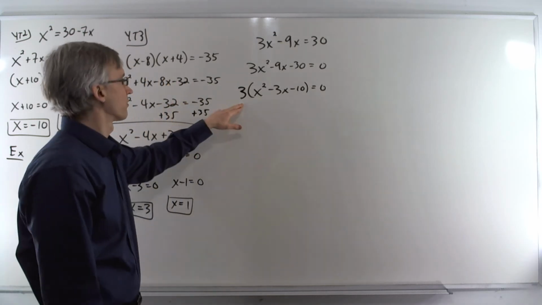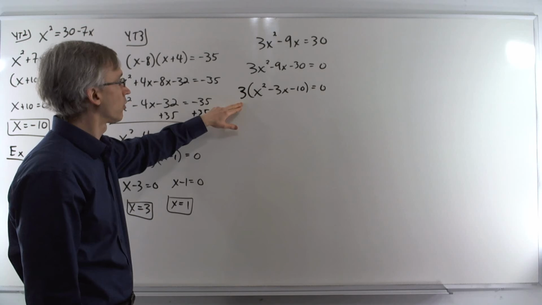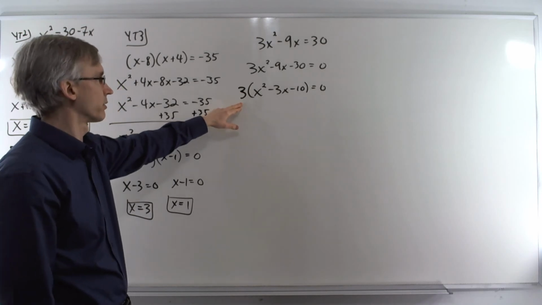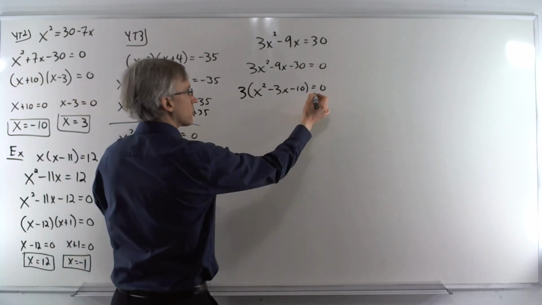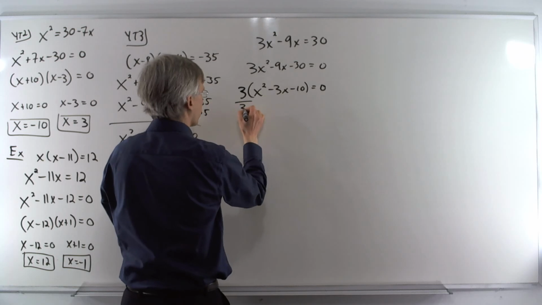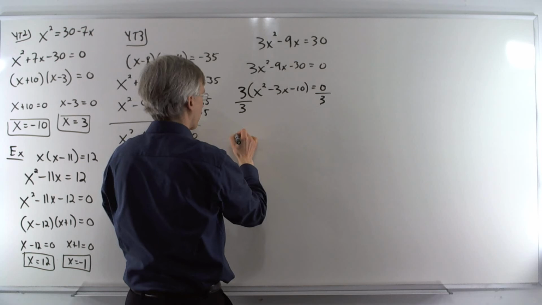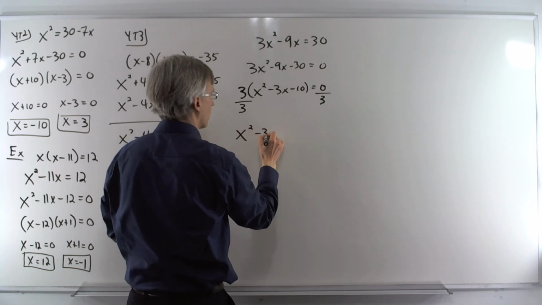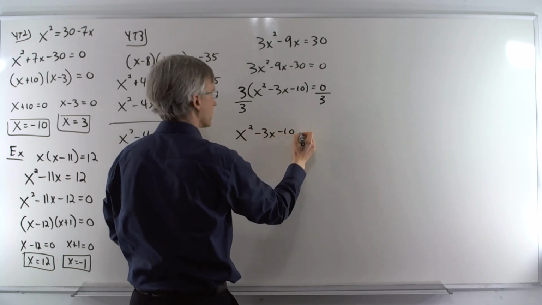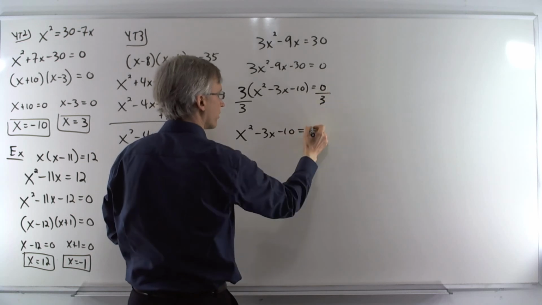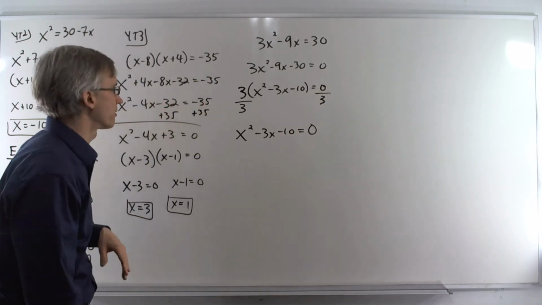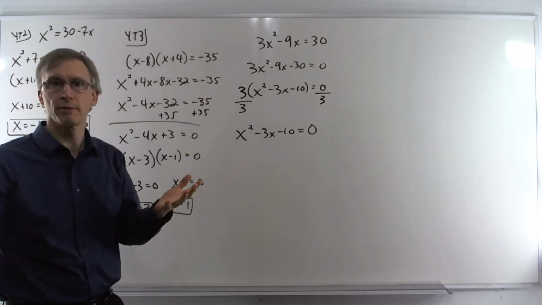And the nice thing about when we can factor out a whole number like this, or any kind of real number, is look what happens when we divide it out. We're going to divide both sides of the equation by 3. This turns into 1. So we get x squared minus 3x minus 10 equals, and 0 divided by 3 is 0. So anytime you can factor out a number, it just disappears.